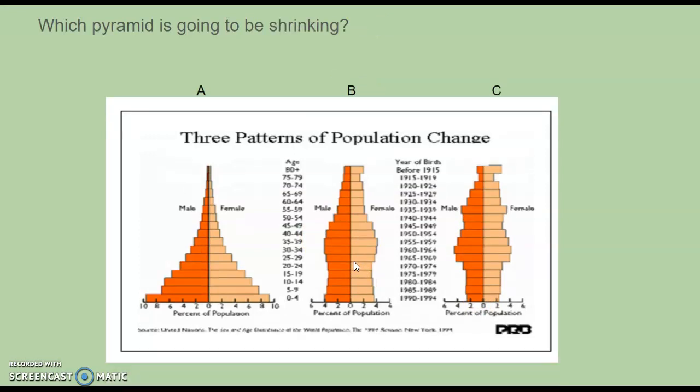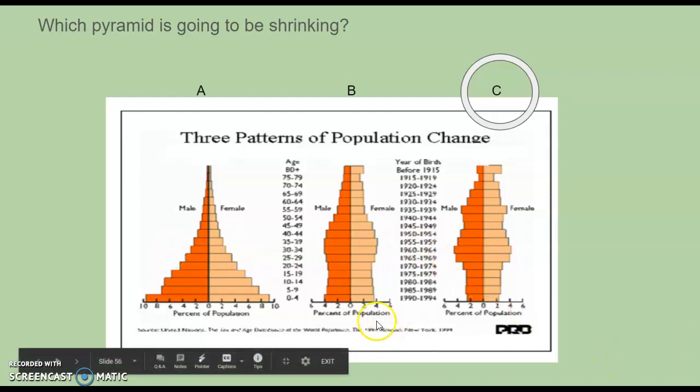Which pyramid is going to decrease in size or shrink? That is going to be my C. So hopefully we can see the difference visually between these different types of populations. Remember, this one's very obvious, and then distinguish between which one is really more even or rectangle, and which one is kind of tapered towards the bottom here.